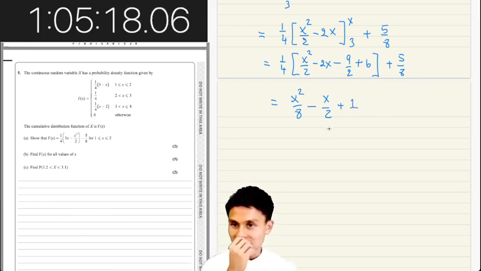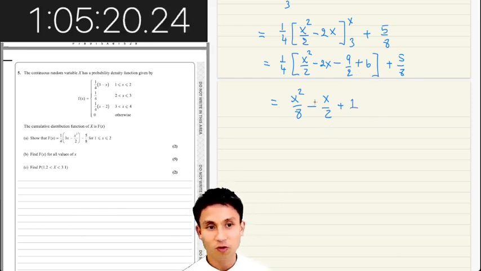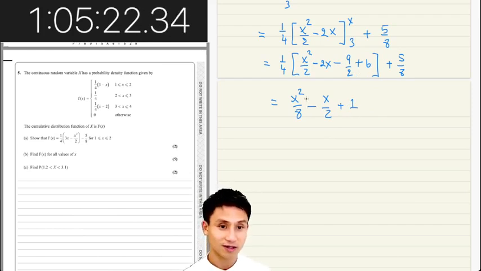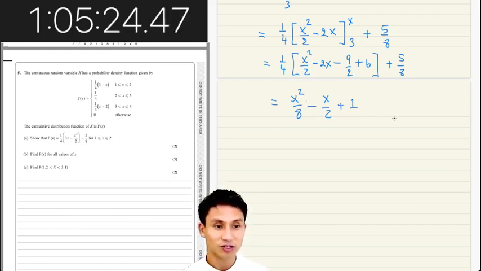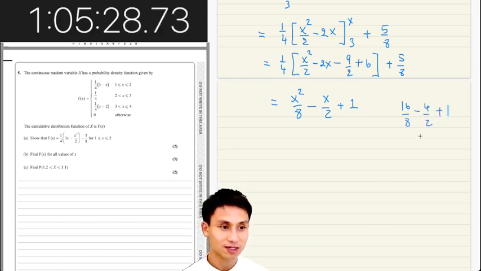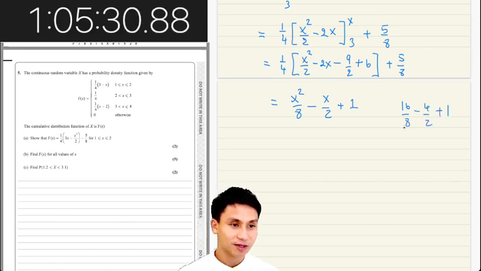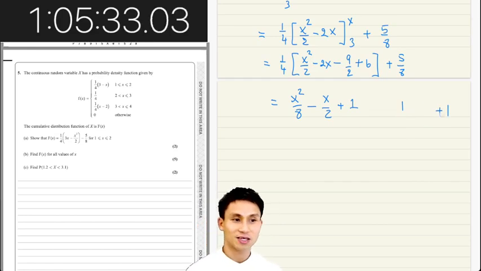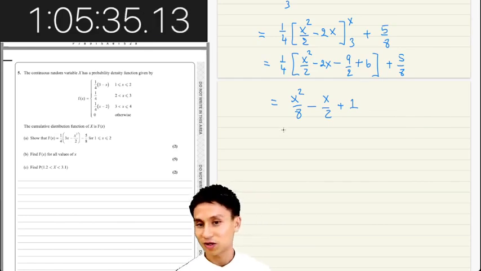So that would all become 1. Now hopefully if we substitute 4 in here, we should get a 1. Let's try that. If we sub 4 in there, we would get 16 over 8 minus 4 over 2 plus 1. Is that 1? Yeah, 2 minus 2 is, yeah, we get 1. So we're lucky here that we got it right.